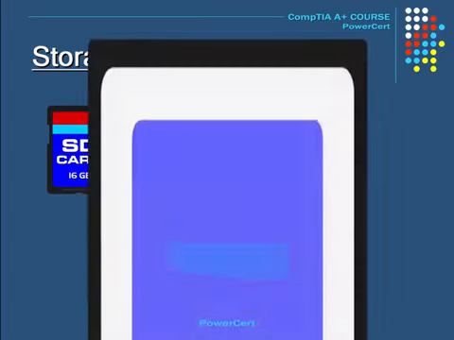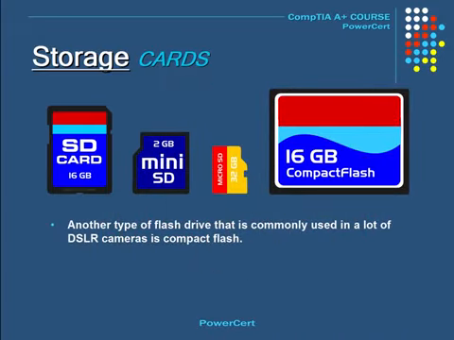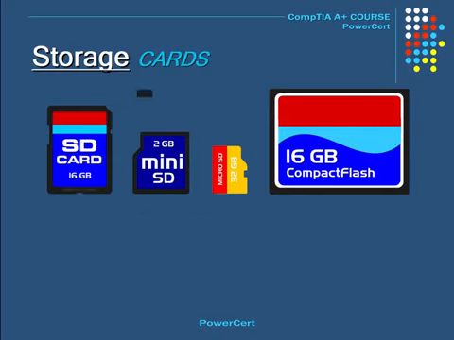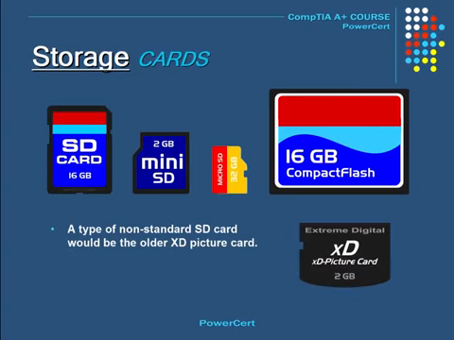Another type of flash drive that is commonly used in a lot of DSLR cameras is compact flash. Compact flash cards provide quick and easy storage for pictures and videos in DSLR cameras, and they can be easily transferred to a computer by using a card reader. And a type of non-standard SD card will be the older XD picture card, where XD stands for Extreme Digital. And this was a type that was proprietary in Olympus and Fujifilm cameras.